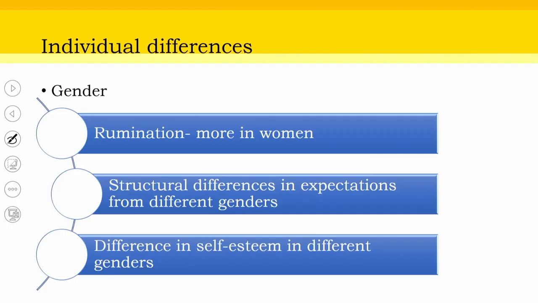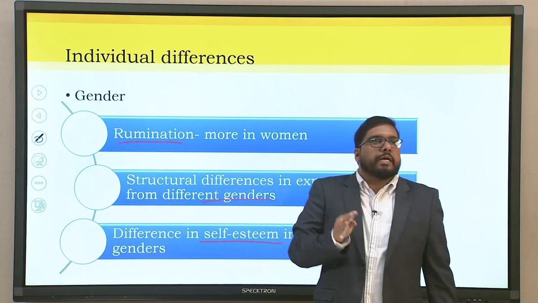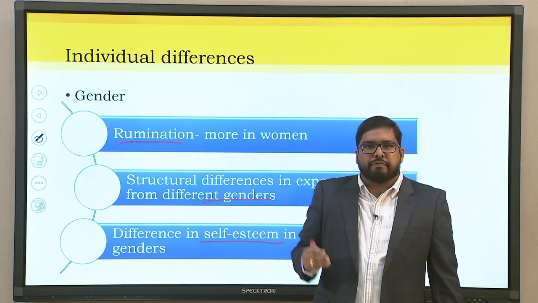Now, individual differences could vary in terms of gender. Specifically, let's look into something like rumination, which is more in women. There could be structural differences in expectations from different genders. And there could also be differences in self-esteem in different genders. You might feel that the self-esteem you have is similar to the self-esteem a female colleague of yours has. It is not like that. Research has strictly demonstrated that self-esteem has a certain gradient, a certain bit of difference in itself.